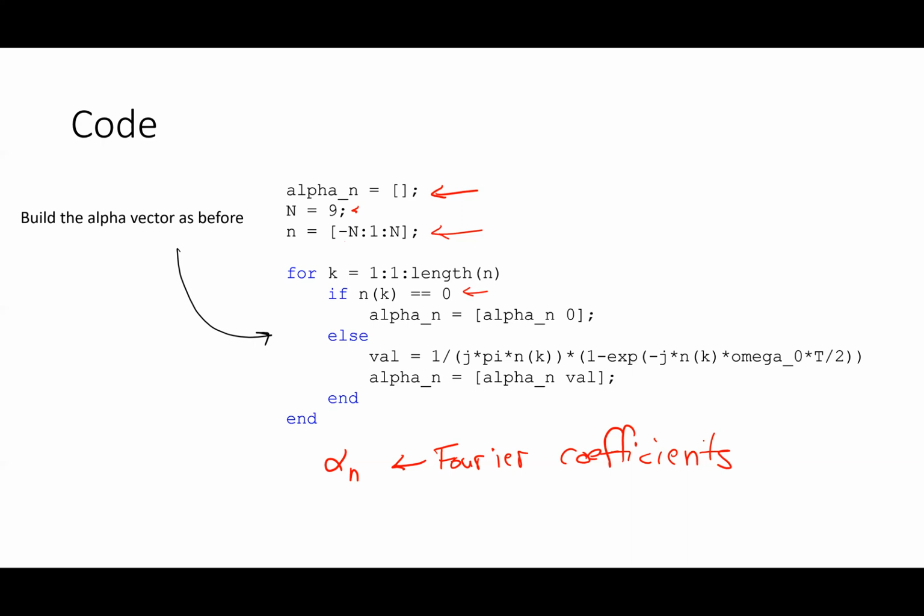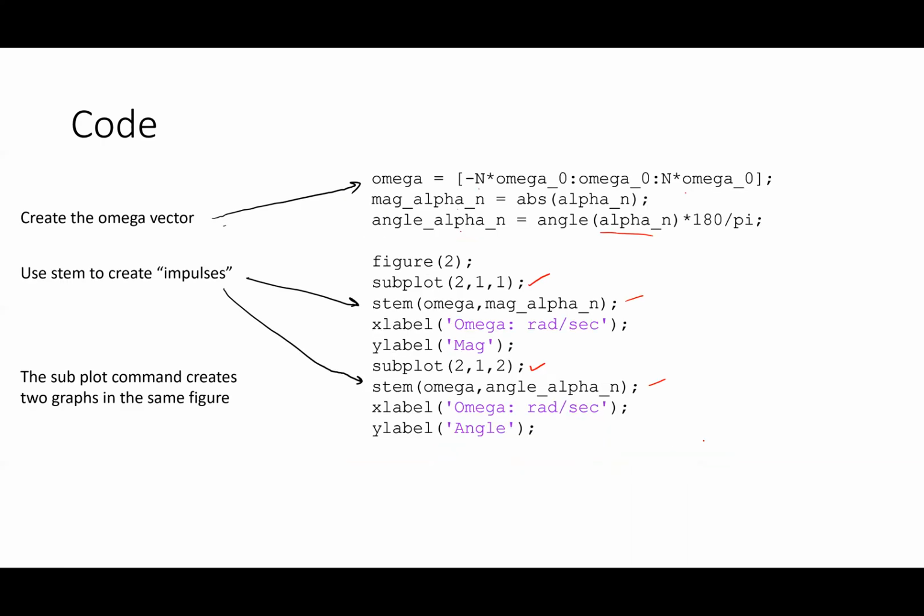All right. Now, the last step, if I want to look at the Fourier transform, here's what I do. Again, I had this in the code last time, but you can see it here again. I create an omega vector. Omega starts at negative n times omega naught, increases in steps of omega naught, and ends at n times omega naught. So what's the omega vector going to have in it? It's going to be a row vector.